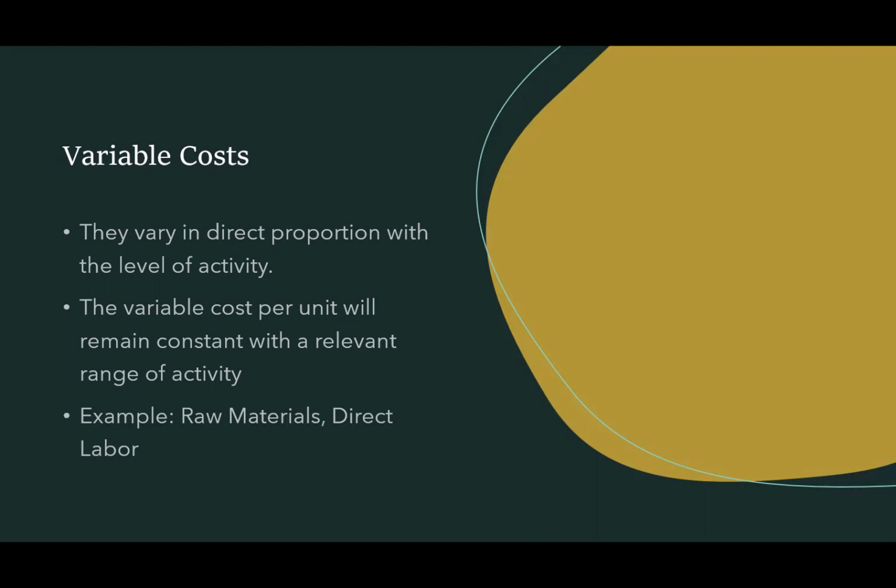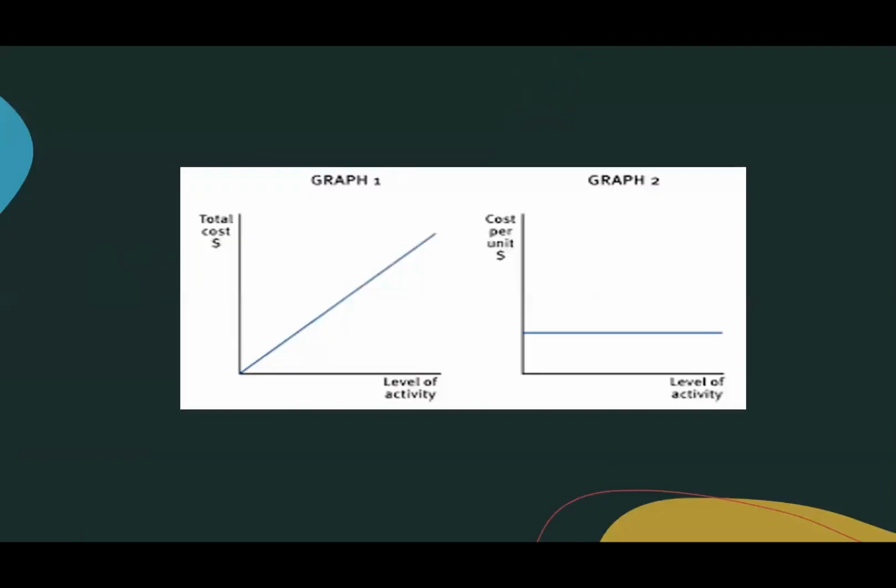So, for example, if the labor charges are $10 per hour, and he works for 2 hours, you have to pay him 20. So the more level of activity he does, the more cost the company will incur. Now, if you look at it in terms of a graph, this is a graph of your total variable cost.